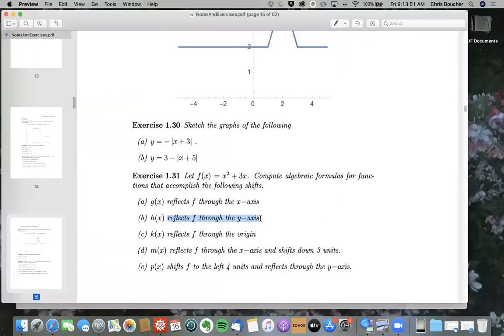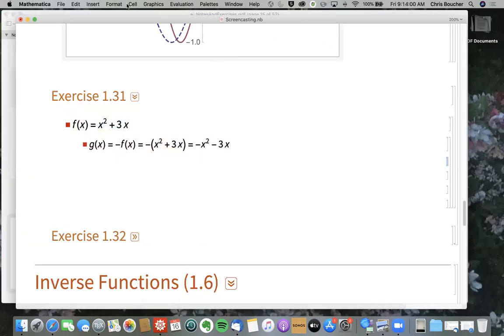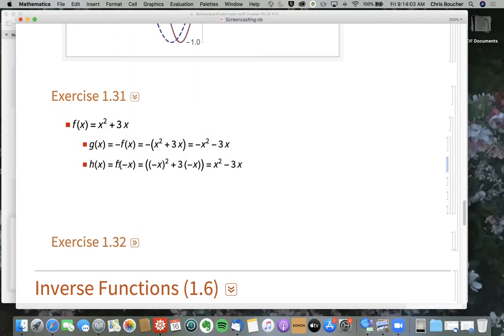Through the y-axis, again, that's just a straightforward reflection. This time I want to negate the input instead of the output to reflect through the y-axis. So what does that look like? Now I'm going to have f of minus x instead of minus f of x. Well, to evaluate this, we've done a lot of function evaluation, right? The input slot for f is here and here. So f of anything is anything squared plus 3 times anything. And f of minus x is minus x squared plus 3 times minus x. And then if you do a little algebra, you get this as your result, right? So that's a reflection through the y-axis.